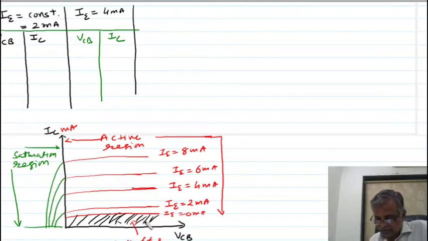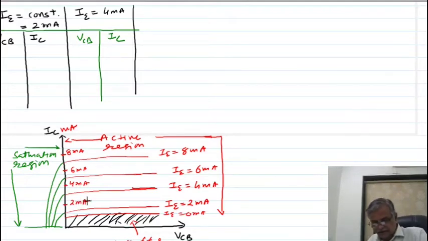Now I am discussing this graph. Look here. Just for your knowledge I am showing you. This value is 8 milliampere. This value is 6 milliampere. This value is 4 milliampere. 2 milliampere.